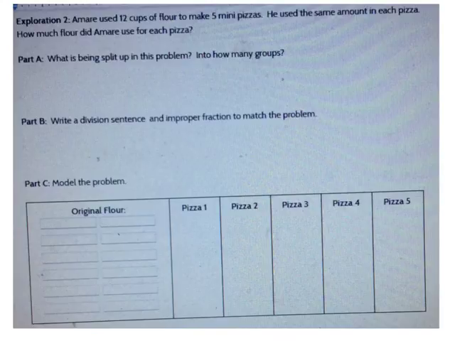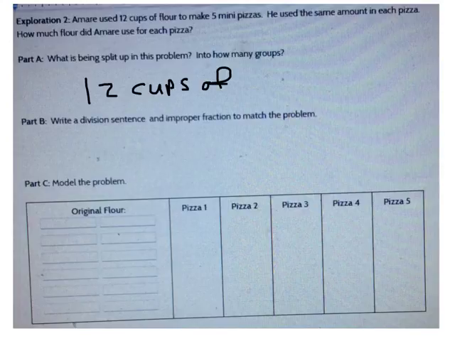Let's do another example. Amari used 12 cups of flour to make 5 mini pizzas. He used the same amount in each pizza. How much flour did Amari use for each pizza? What's being split up in this problem, and into how many groups? Well, 12 cups of flour are being split up across 5 pizzas.